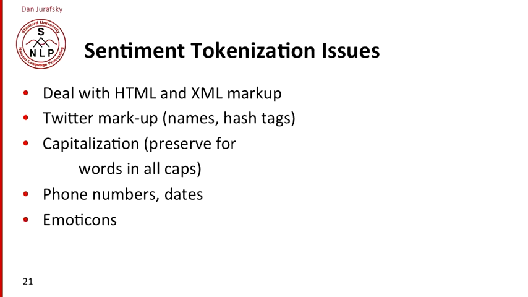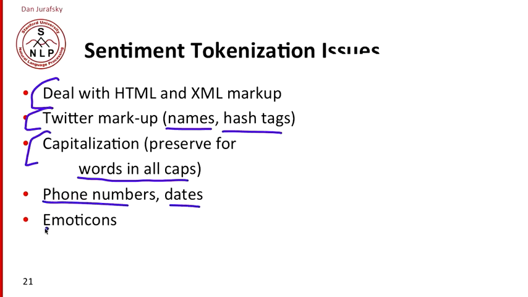Sentiment tokenization: a lot of the same issues come up as any kind of tokenization we've talked about earlier. In sentiment, you're likely to be dealing with websites, so you're going to have HTML and XML markup. You might be dealing with Twitter, so now you have to deal with hashtags and Twitter usernames. Capitalization, which in many other kinds of text normalization isn't so important, often we just get rid of it. We might, in sentiment, want to preserve at least some of it, perhaps words in all caps. People are often shouting by using capitalization. We're going to want to normalize phone numbers and dates. And it's very important in sentiment tokenization to recognize emoticons.